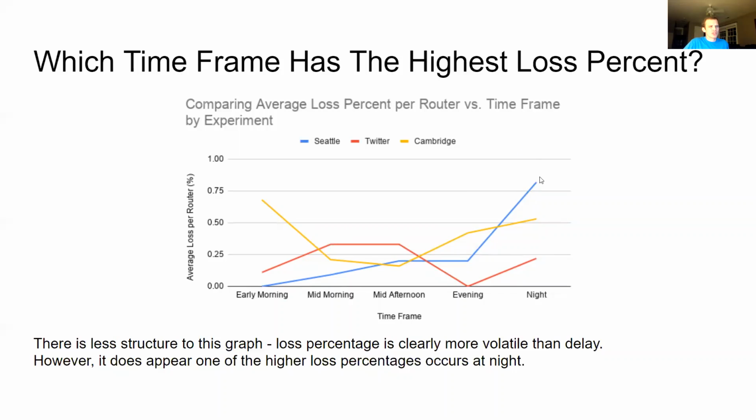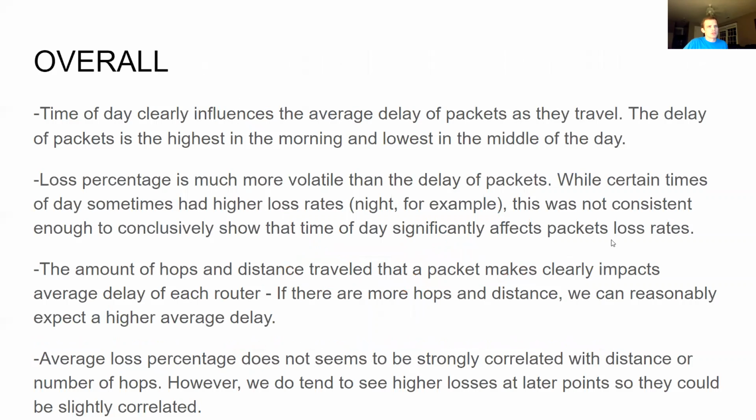However, we can see there's a little bit, like night does have a consistently high loss percent. It's the third highest here in Twitter, the second highest in Cambridge, and the highest in Seattle. So there is something there, but it's very slight, and there's no other common data points. So we can't really confidently say that time frame affects loss percent.